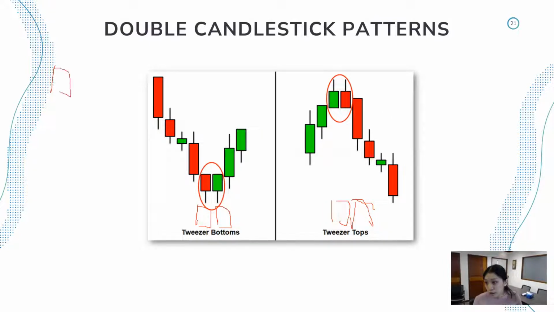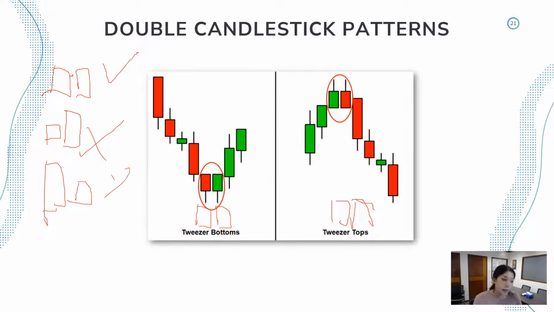So how do you identify this? If this is the same, this is good. But if this is a shorter one and this is a bigger one, this is not valid. Or this is a bigger one and this is a shorter one, this is also not valid.